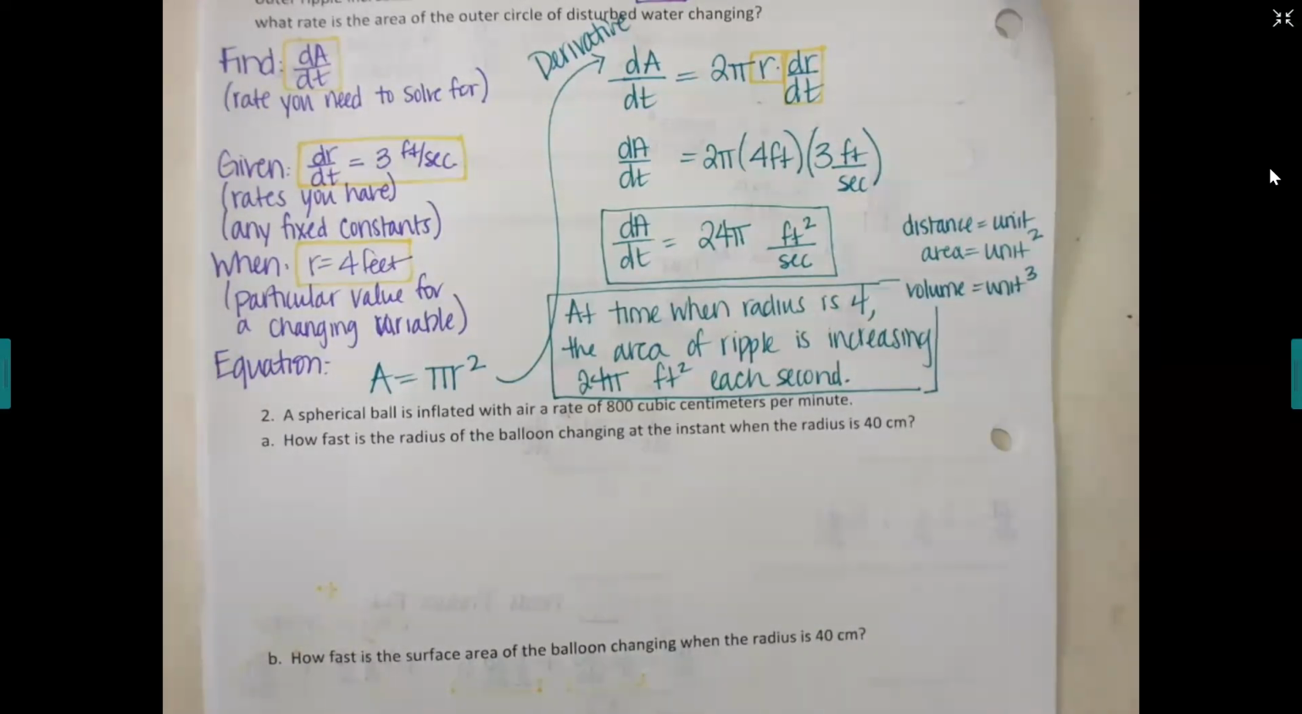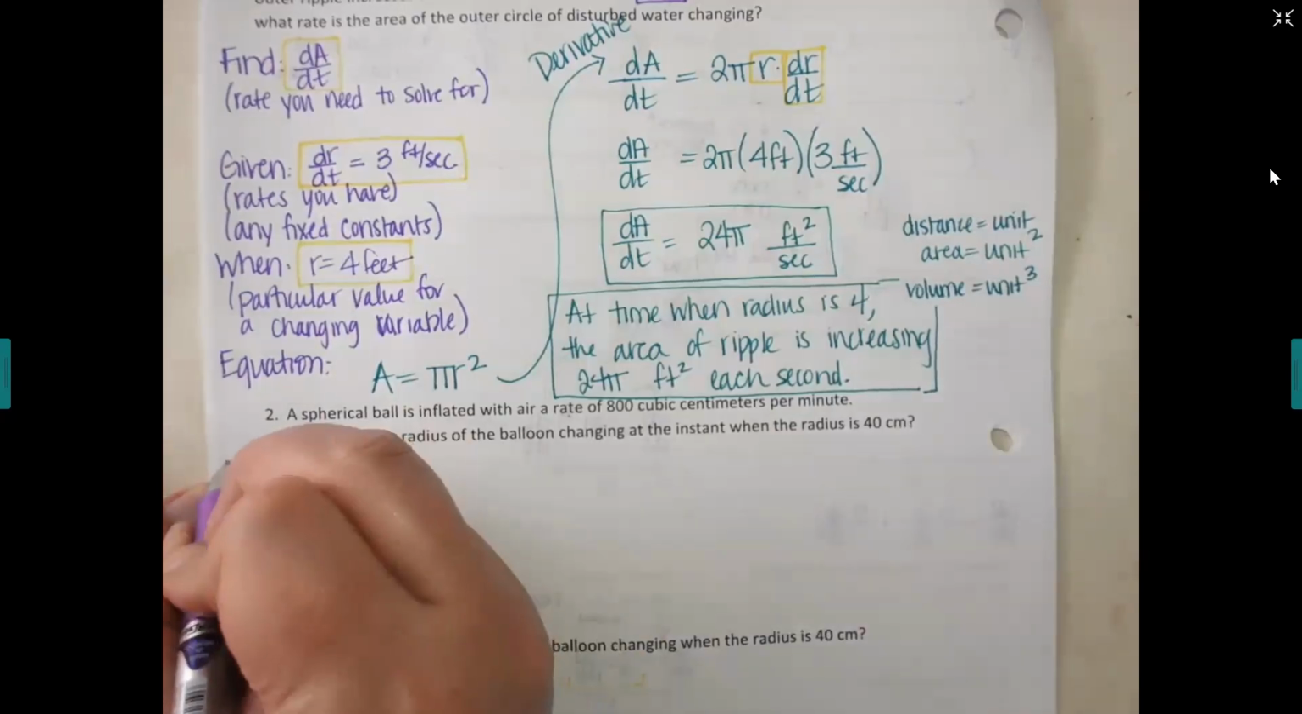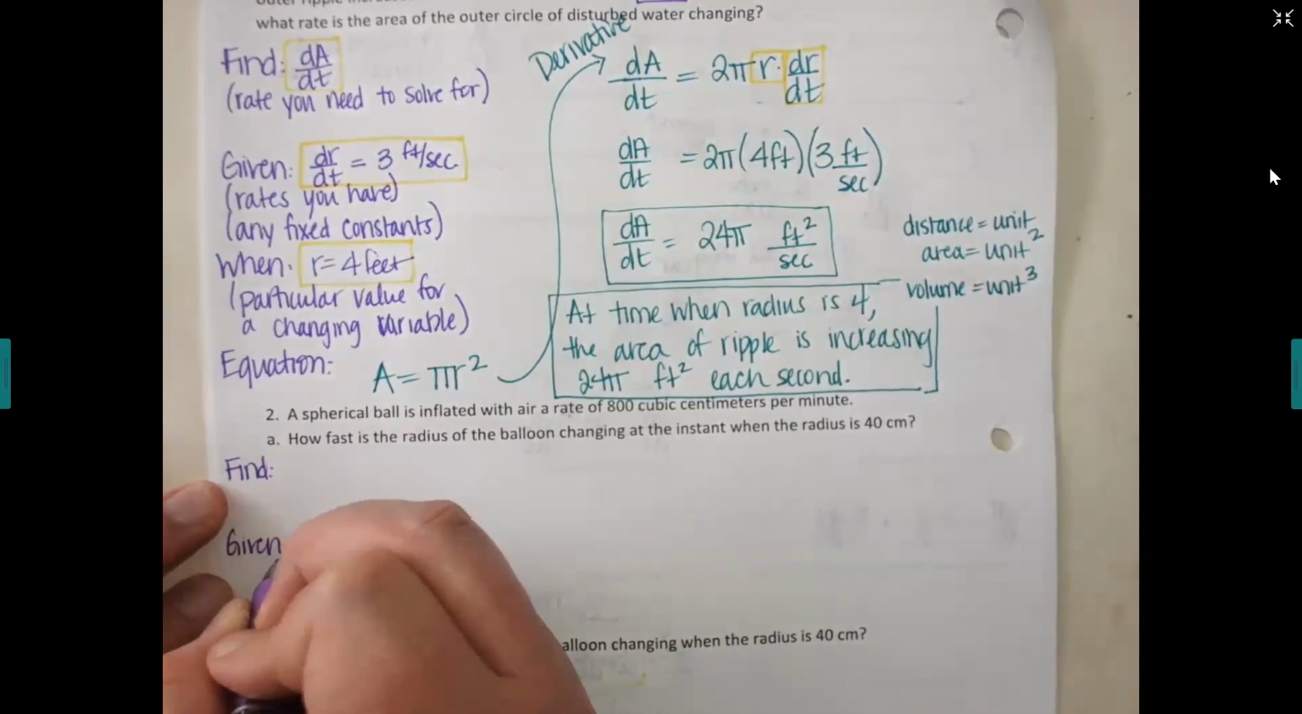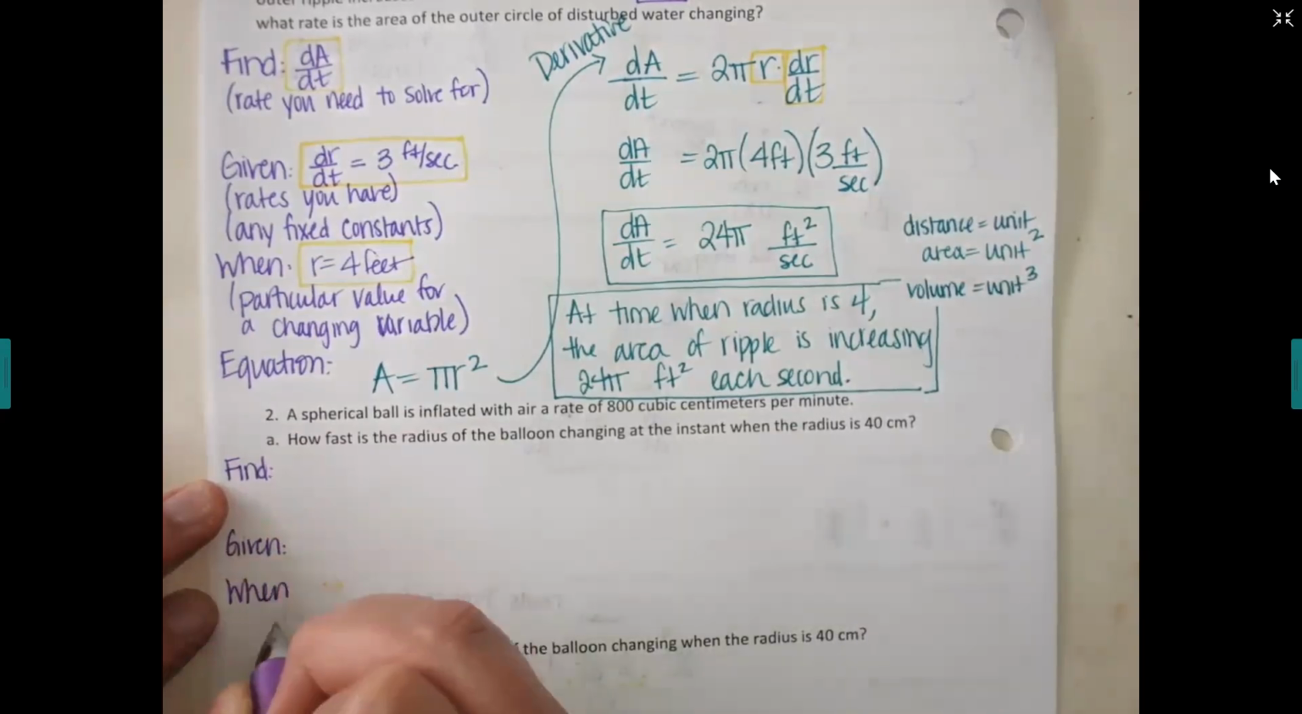Versus if it had come out negative, I know that that amount was shrinking. Okay, so go on to number 2 when you're ready. And I want you to try to find any part of the find, given, when, or equation.